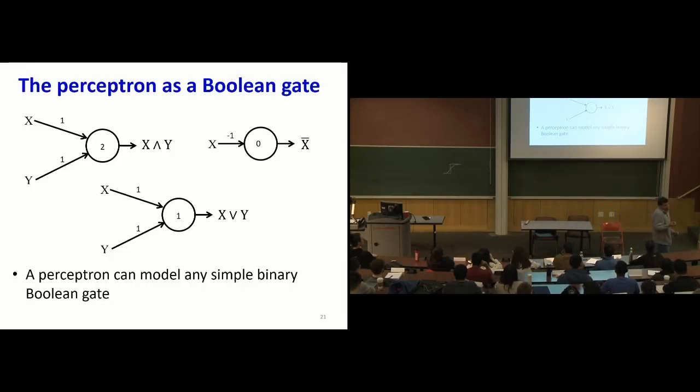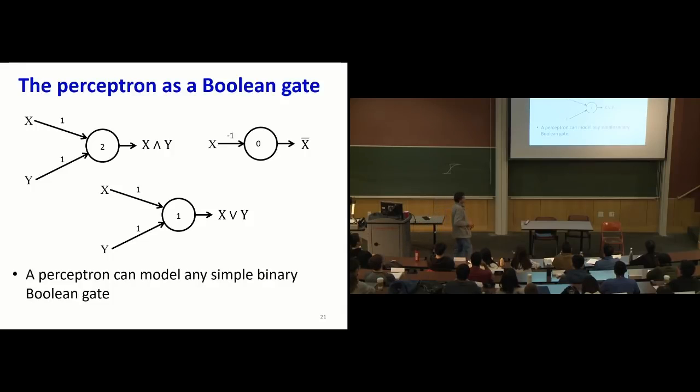This is just a simple perceptron that's performing the operation of an AND. Here the weight is minus 1. Now if X is 1, 1 times minus 1 is minus 1. That doesn't exceed the threshold 0, so the output is going to stay 0. On the other hand, if X is 0, 0 times minus 1 is 0, which matches the threshold. The output is going to become 1. So this is going to negate the input. This one here is an OR. The threshold is 1. If either X or Y is 1, then the total weighted input into this circle is going to be 1. That matches the threshold. The output is going to be 1.